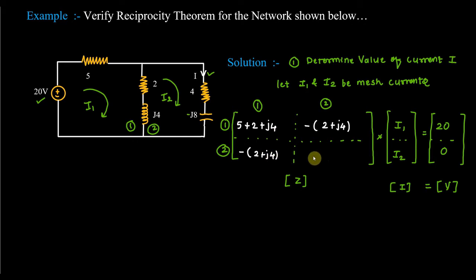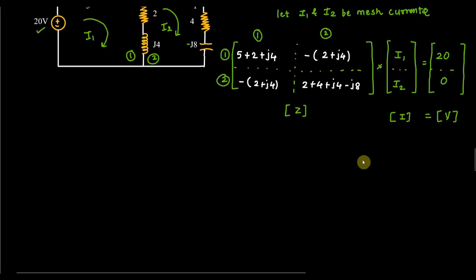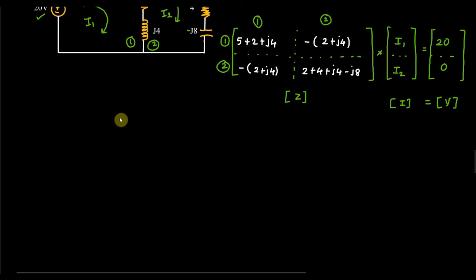What will be this element Z22? That is the sum of the elements present in mesh 2. In mesh 2, you can see that 4 elements are present: 2, 4, J4 and J8. So we can write it as 2 plus 4 plus J4 and this is minus J8.